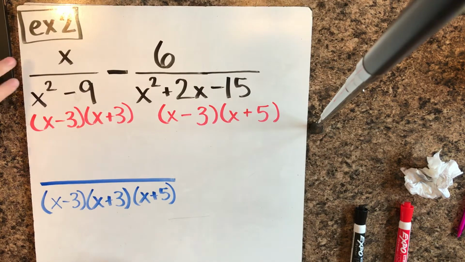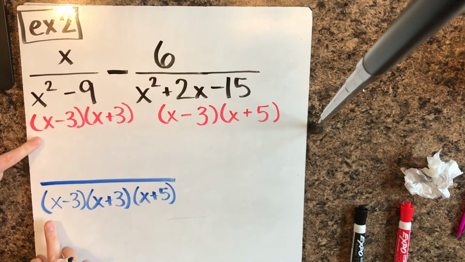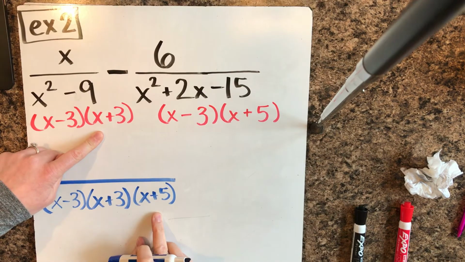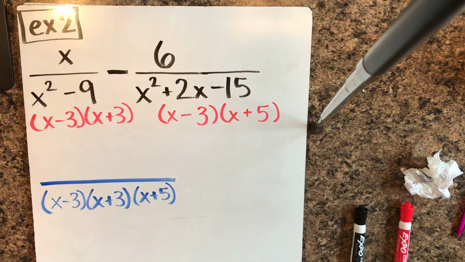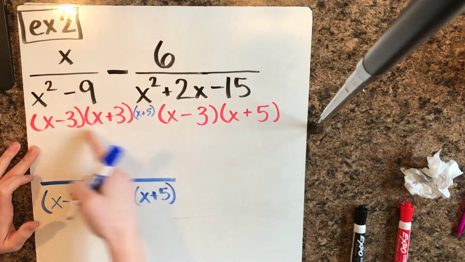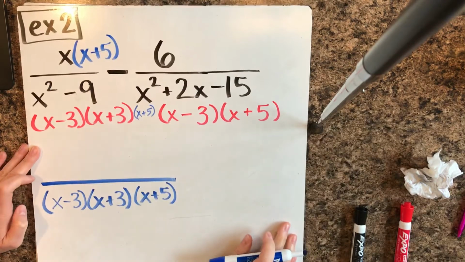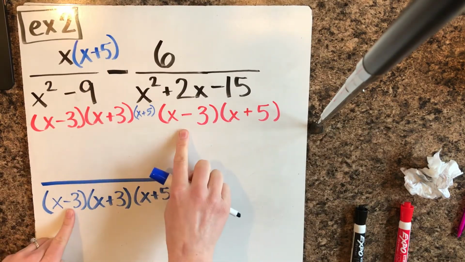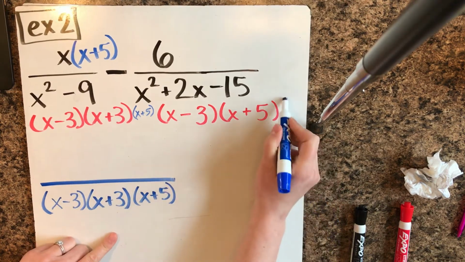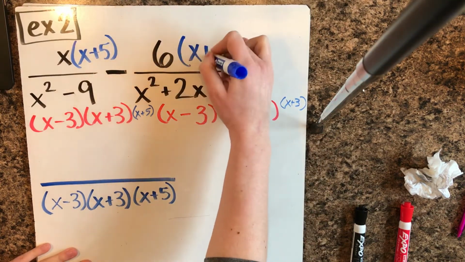So I have to turn this denominator into looking like this. I already have an x minus 3 and an x plus 3. What's missing is the x plus 5. Okay, and I don't have a lot of space here, but if I multiply the bottom times x plus 5, that's this one, I have to multiply the top times x plus 5. Okay, same thing on the right side. I already have an x minus 3 and an x plus 5. What's missing is the x plus 3 here. So I'm going to have to multiply this by x plus 3, and whatever I multiply on the bottom, I also multiply on the top.